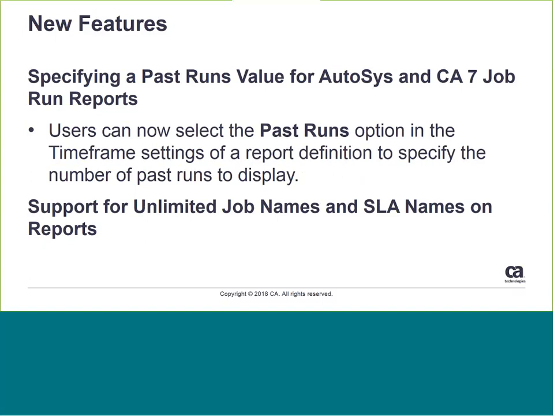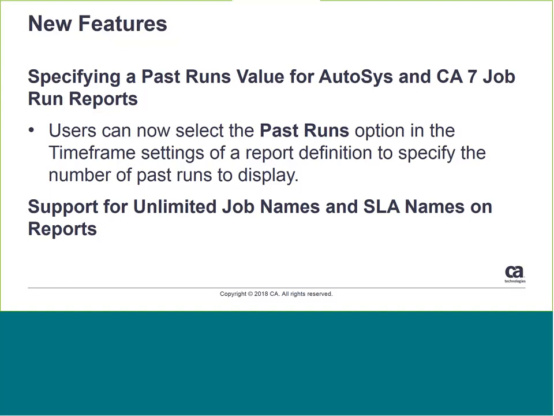Okay. We also gave you the ability to specify a past run value for both AutoSys and CA7. So you could say that I want to see the number of past runs to display rather than a time frame. I want to see the last 5 runs. I want to see the last 10 runs. Giving you some flexibility once again in your reporting.